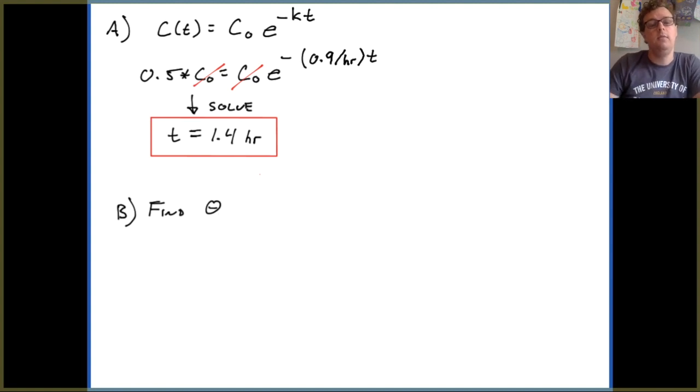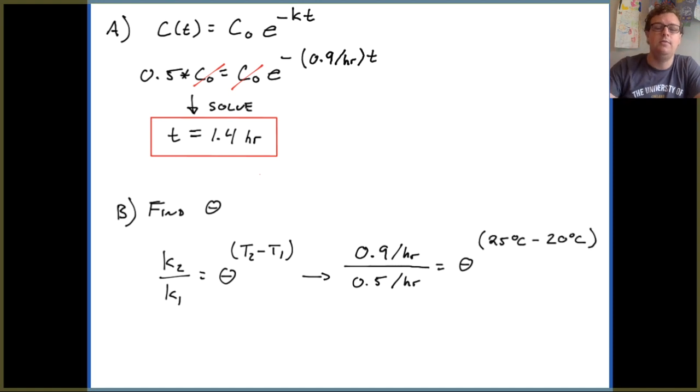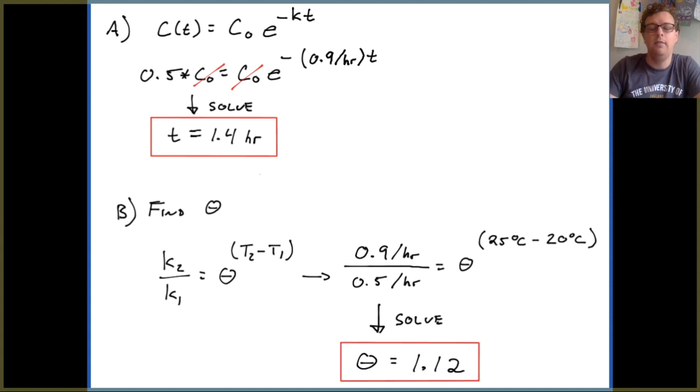For part B, we're asked to actually find that theta that describes the equation. And so we remember that the ratio of those K values can be described as equivalent to that theta raised to the difference in the temperatures between the two, T2 minus T1. And so plugging in information from the two temperatures that we were given, we've got one equation, our only unknown is theta, and we can go ahead and solve that out for a theta value of about 1.12.